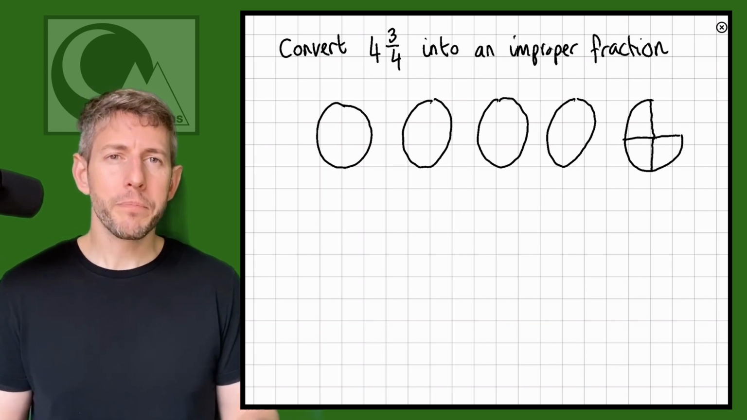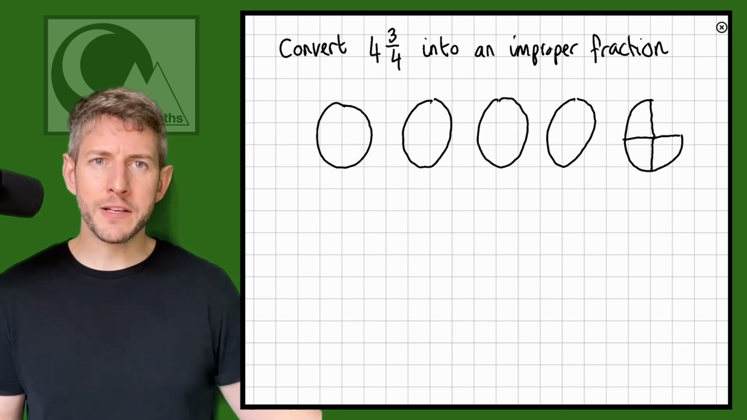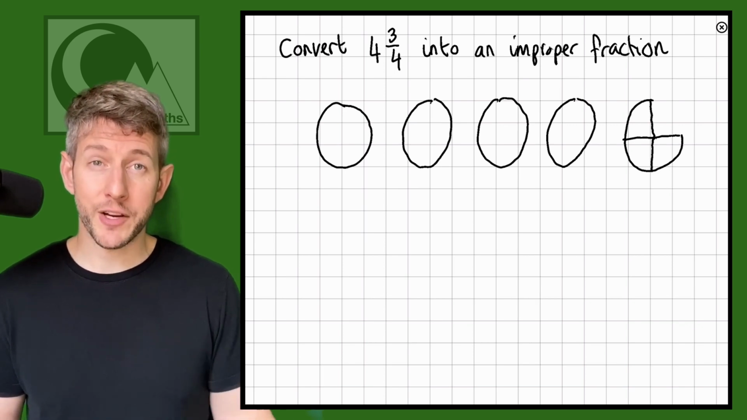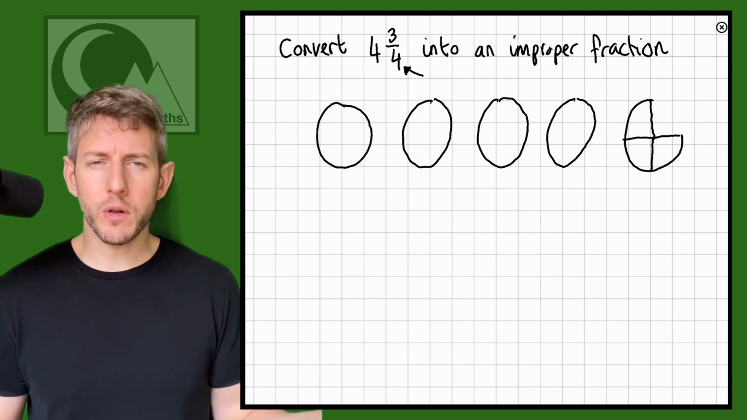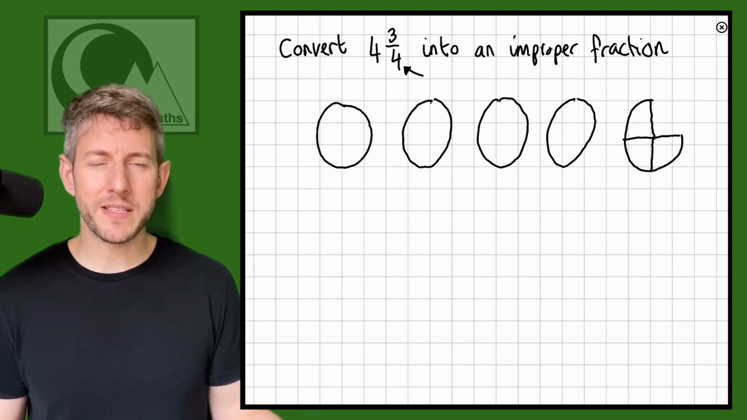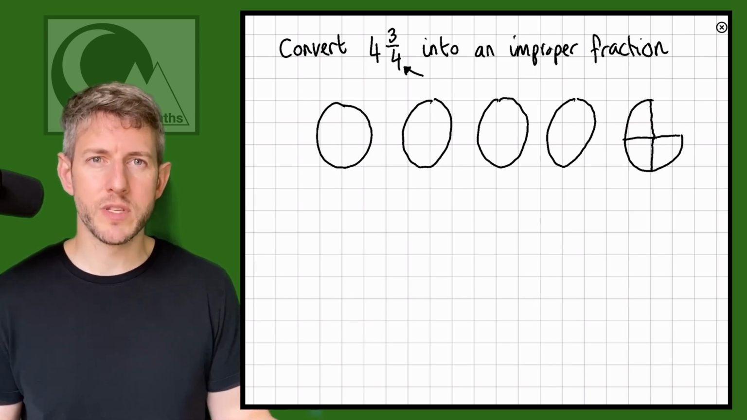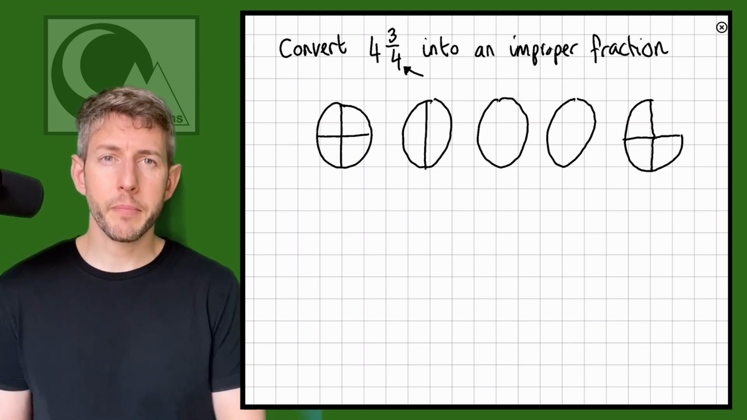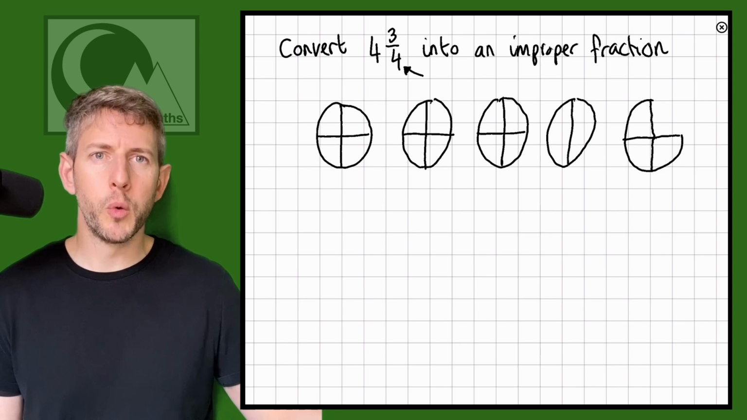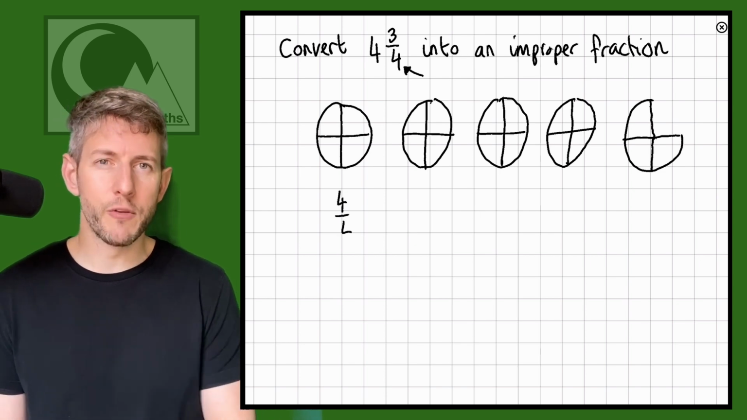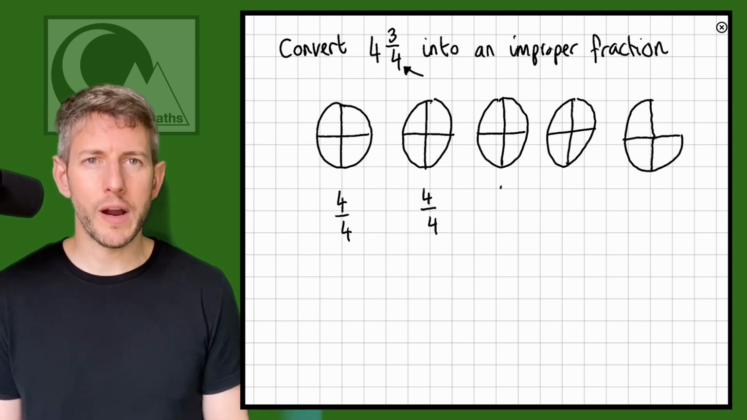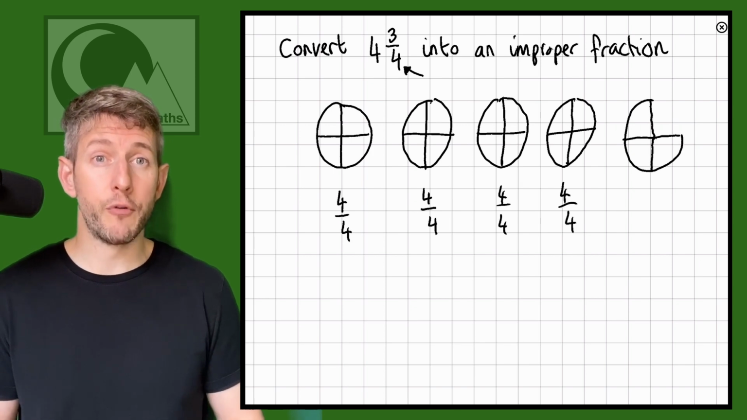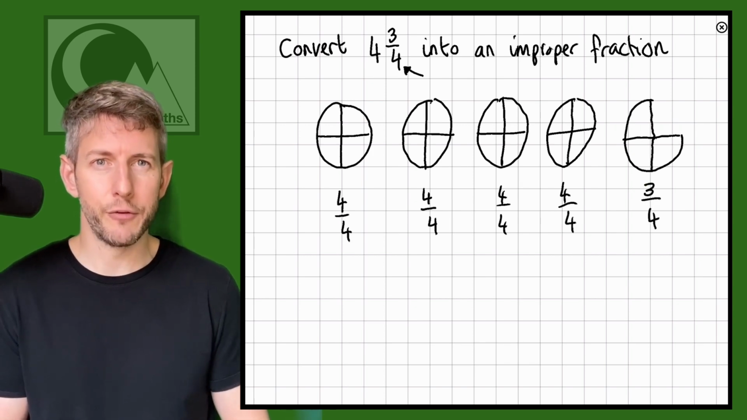So now, because the bottom number of the fraction is a 4, we've got to think about all of these biscuits in terms of how many quarters they are. So if we look at the whole biscuits, we've got 4 of them, and all of these biscuits are 4/4. So underneath each one, I'm going to write 4 out of 4. So 4 out of 4, 4 out of 4, 4 out of 4, 4 out of 4, and then we have the 3 out of 4.